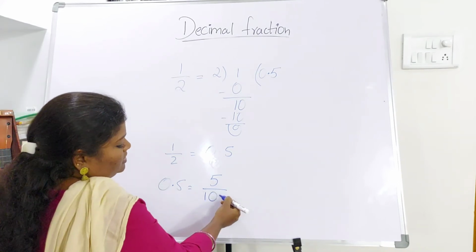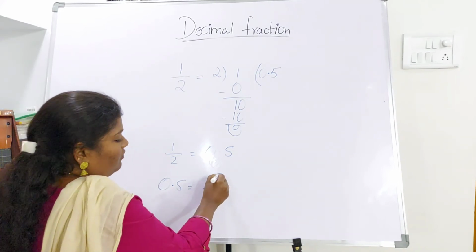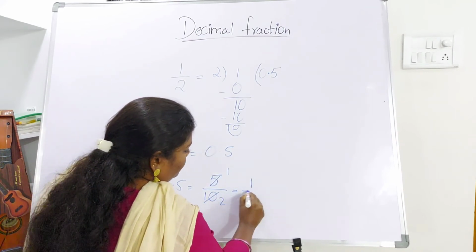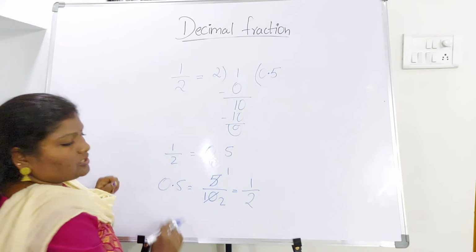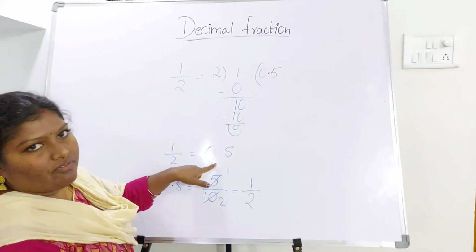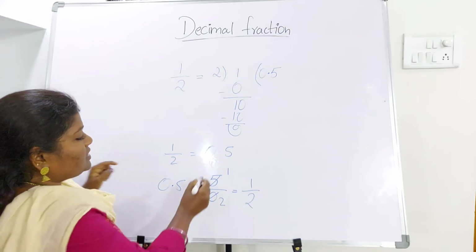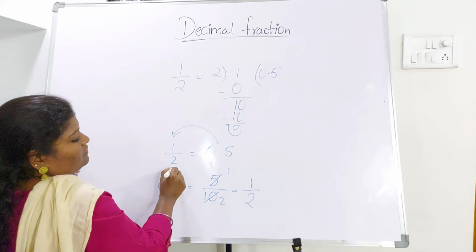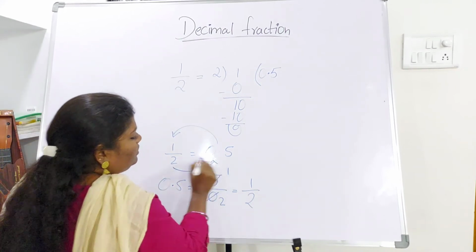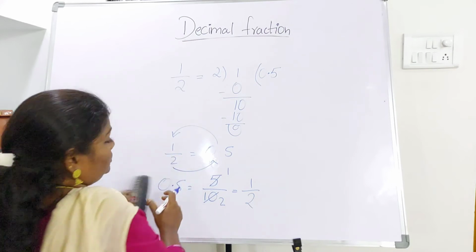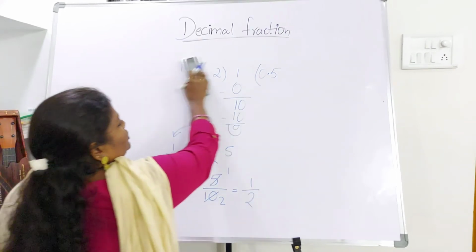Now here there is a possibility of cancellation. 5 ones, 5 twos. So you have got the original fraction. So there is a relation between a fraction and a decimal fraction. This decimal fraction can be converted into a fraction, and this fraction can be converted into a decimal. Let me take one more example and show you.